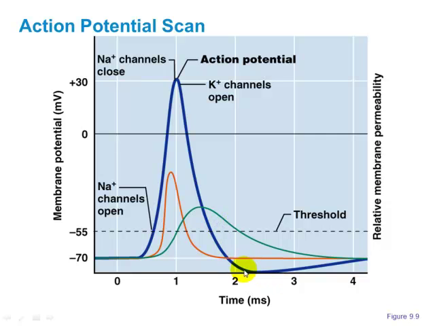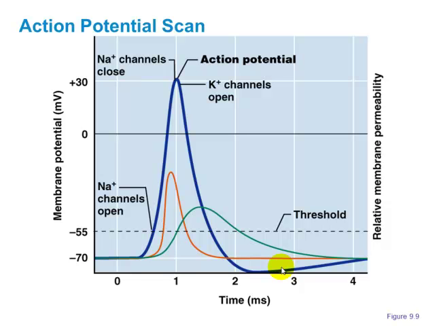Now this also shows an area here called hyperpolarization, where the membrane potential is actually lower than resting potential, but we're going to just put a pin in that for now. We're going to see the same action potential scan when we look at neurons and see it more in depth. This is just another way to visualize what's going on.